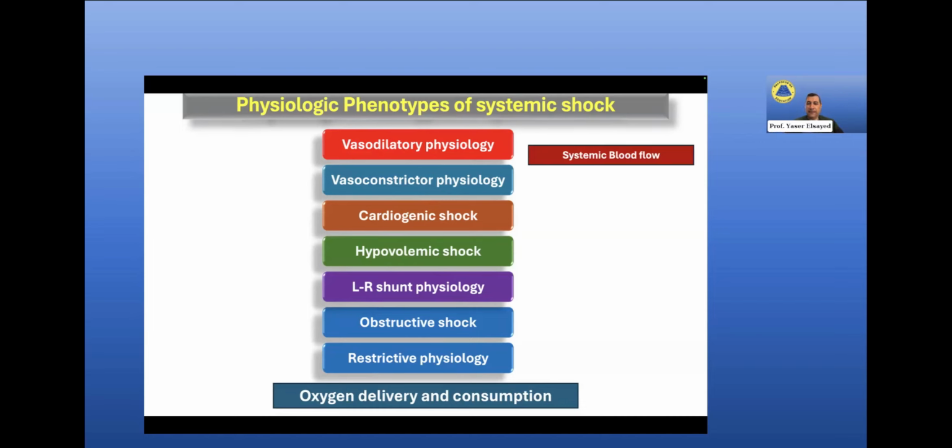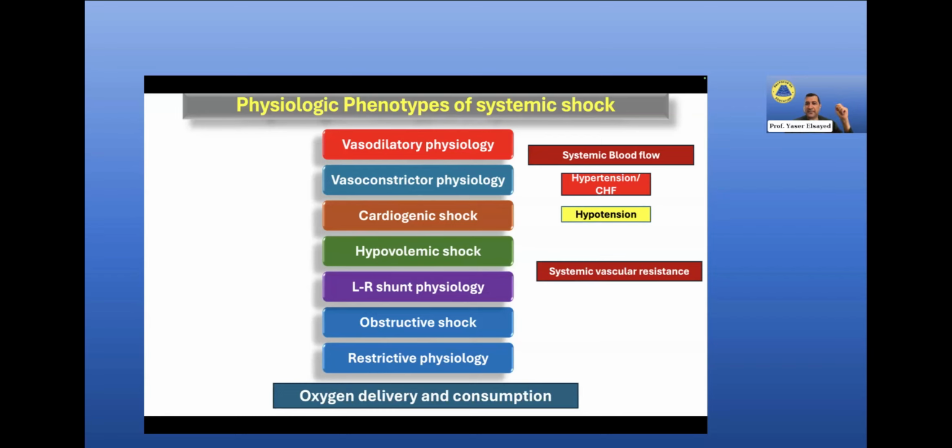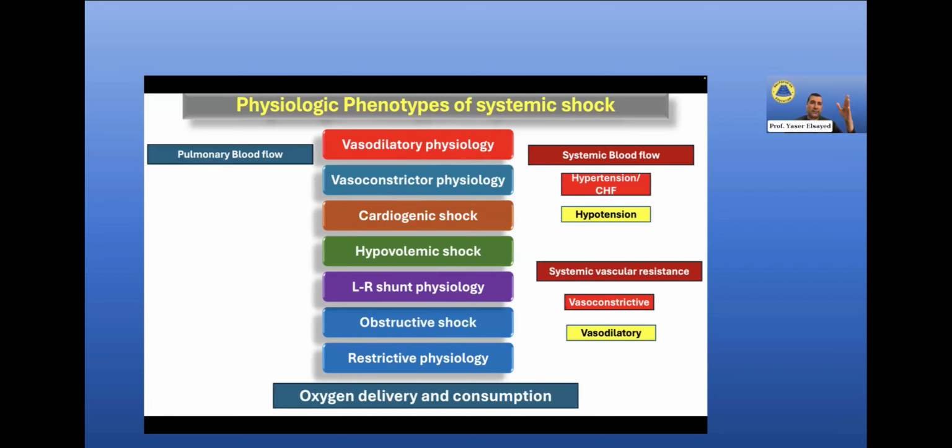So systemic blood flow and resistance are both important to maintain normal circulation. Systemic blood flow can be high. It can be high in hypertension if it is high on the arterial side, or congestive heart failure if the flow is high on the venous side. Or systemic blood flow can be low, typically in hypotension. Systemic vascular resistance can be high in vasoconstrictive physiology or can be low, typically in vasodilatory. And then pulmonary blood flow can be high in pulmonary congestion or can be low in pulmonary hypotension.